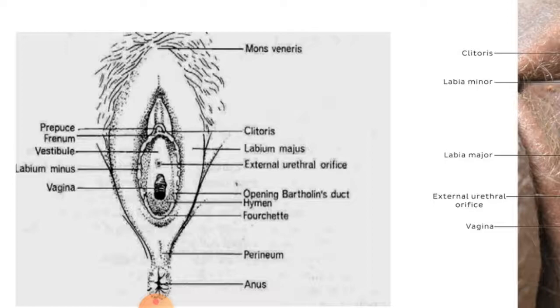Next is the clitoris, and the clitoris corresponds to the penis in the male, and it contains numerous sensory nerve endings and the erectile tissue. Now we will talk about the vestibular glands, and these vestibular glands are very important as they secrete the mucus, and that mucus helps in keeping the vulva moist.